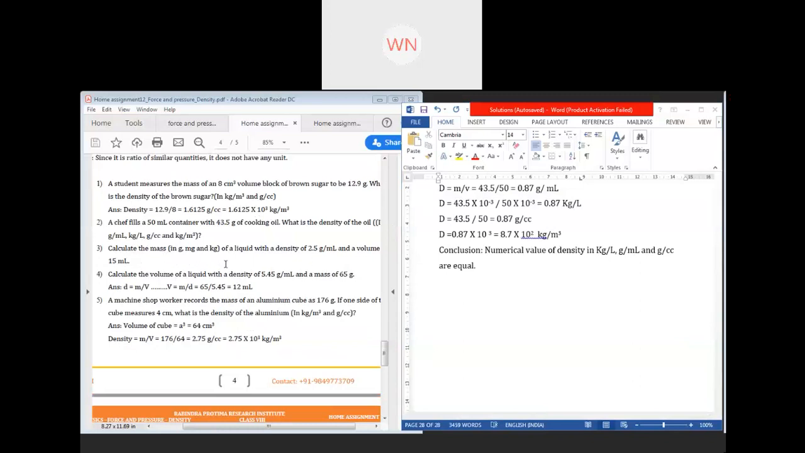Third one, calculate the mass. Mass is equal to density into volume according to derived formula. Density is equal to mass by volume, so mass is equal to density into volume. If you do that, 2.5 into 15, then you will be getting 37.5 grams is the answer. Very good.